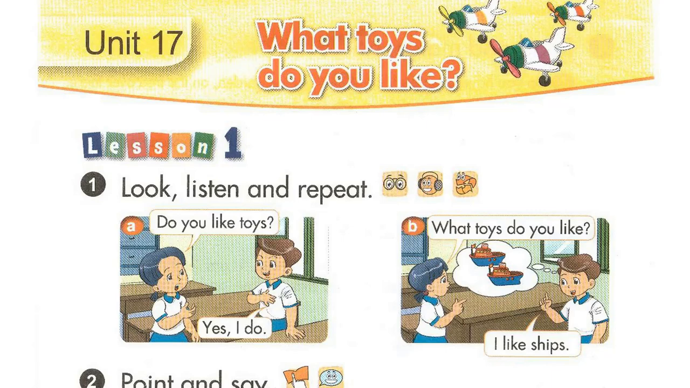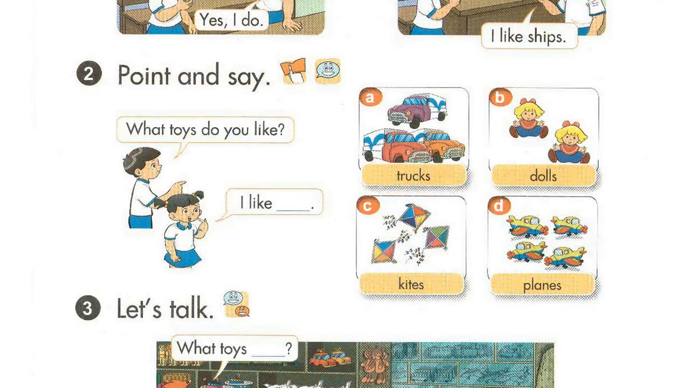Page 46. Unit 17. What toys do you like? Lesson 1. Activity 1. Look, listen and repeat. A. Do you like toys? Yes, I do. B. What toys do you like? I like ships. Activity 2. Point and say. What toys do you like? I like dolls.